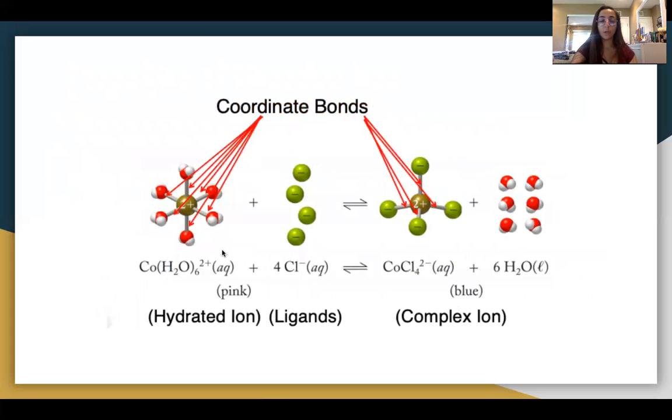For the visual, here we see cobalt in the middle, and we have water molecules around it. This is a hydrated ion. We have ligands, which are chlorine here. We go through the reaction, and we have cobalt bound to 4 different chlorines, and you have the water on its own. The cobalt and the chlorines are called the complex ion. As we mentioned earlier, the coordinate bond is the definition of the bond binding the ligand and the metal ion. So these are the coordinate bonds.